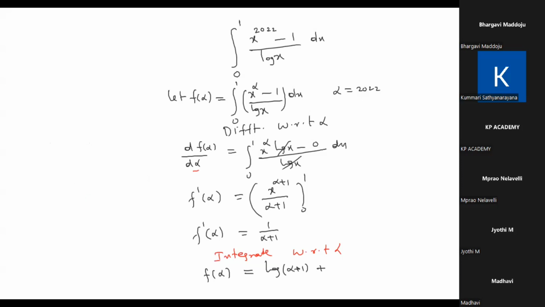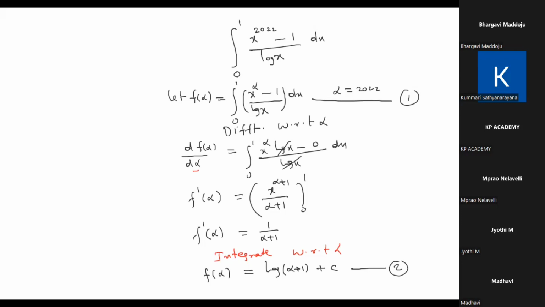Now f of alpha is log of alpha plus 1 plus c. Call this equation 2 and the earlier one equation 1. How do we find c? Usually in a definite integral there is no c. For that, come to equation 1 and put a suitable value of alpha, hence find f of alpha.